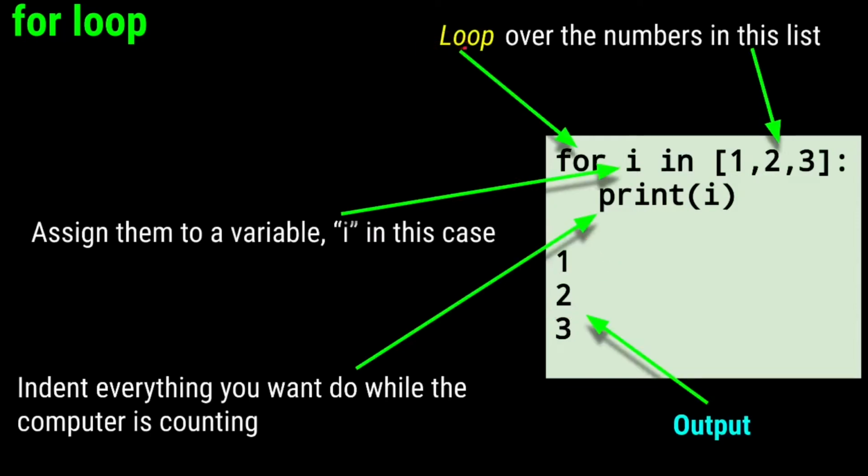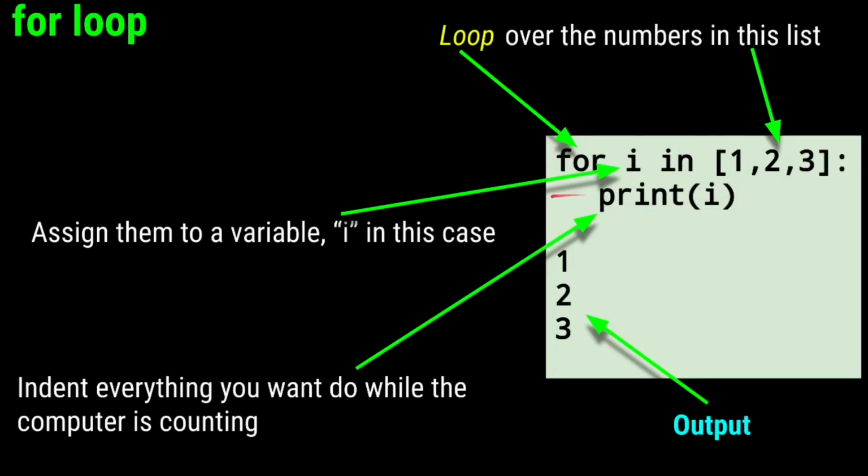So again, just to reference yourself, you're going to loop over the numbers in this list. Each time you go through the loop, you assign it to the variable. So the first time in your loop, you assign the value of 1 to i. You can print it out, and then you get the output 1. You then assign the value of 2 to i, print it, and then you assign the value of 3 to i, and you print it. So for each element, you do something.